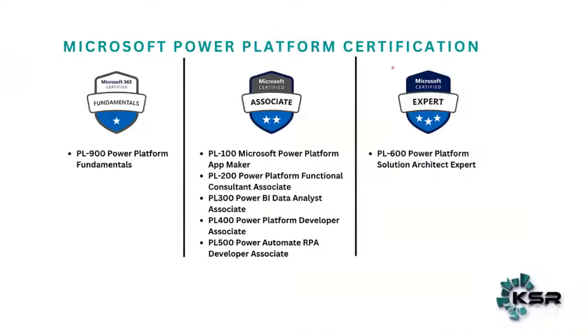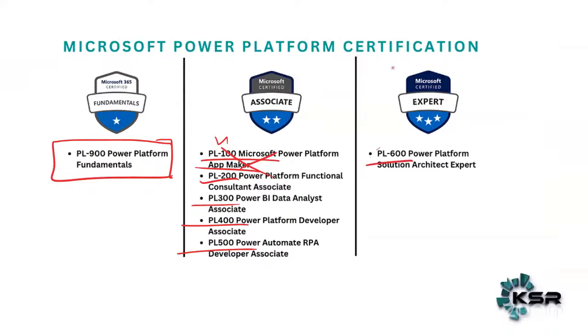This is how the Microsoft certification looks. So PL-900 is the basic one. Then you have PL-100, I think it is retired now. So 200, 300, 400, 500, and 600. These are the certifications which are there. If after this course you want to acquire a certification, go ahead and start with PL-900. This is the basic certification that you can have.